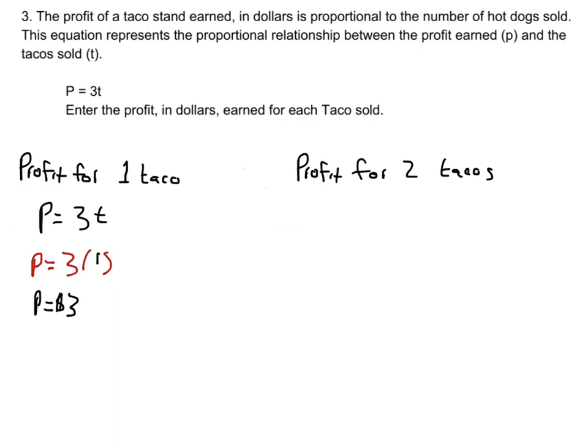Okay, so let's look at the profit for 2 tacos. So P equals 3 times the number of tacos. Let's say we sell 2. The profit equals $6. So how much? Enter the profit in dollars for, there's a keyword, each taco. How much are you making on 1 taco every time?